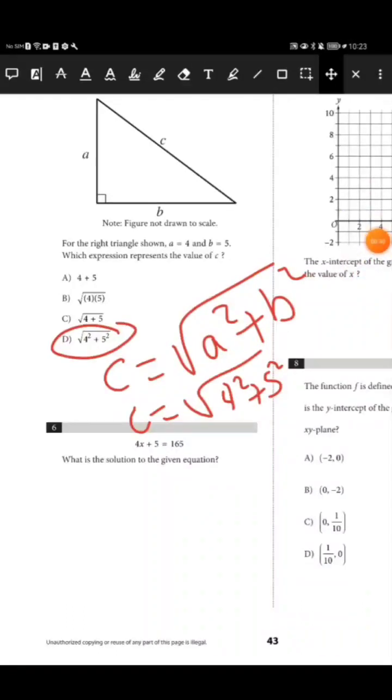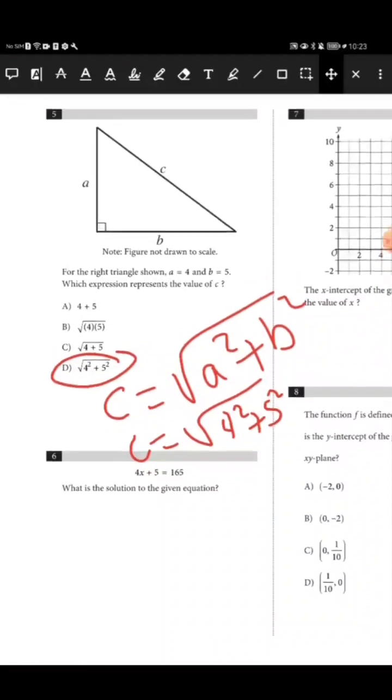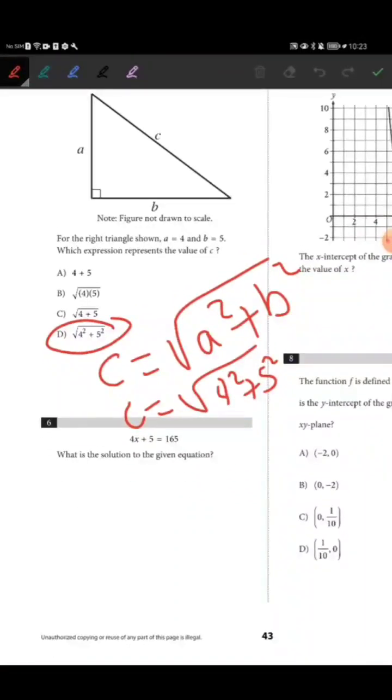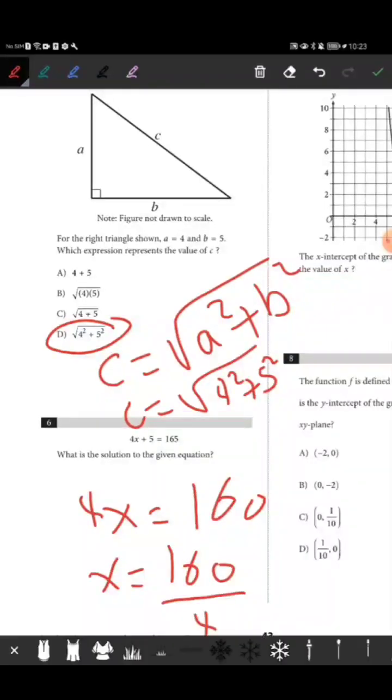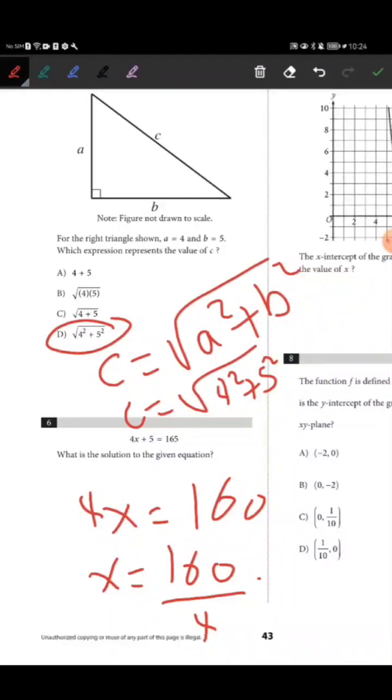Question number 6. What is the solution to the given equation, 4x plus 5 equals 165? So this is a very easy question. You can do it with a calculator using the shift solve method, or without using the calculator at all. So 4x equals 160 and x equals 160 over 4. So 160 over 4, using the calculator, equals 40. So x equals 40.